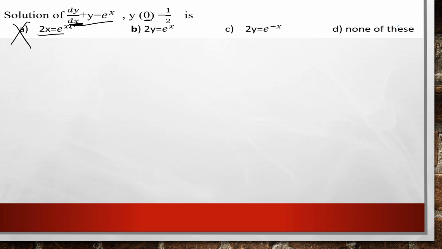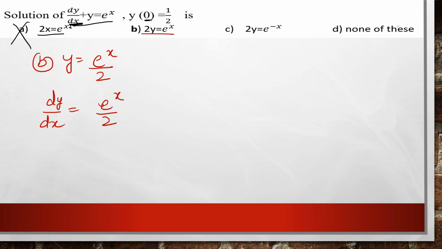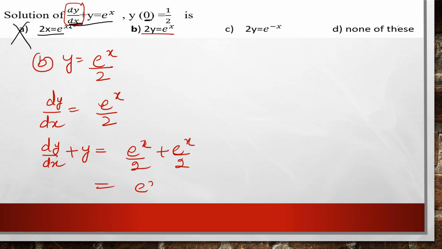Okay, so let's solve this. For option B, y is e power x over 2, right? So what is dy over dx? dy over dx is e power x by 2 as such. Now see, if you place this value here, what will you get? dy over dx plus y will be equal to e power x by 2 plus e power x by 2. This will give you e power x, which is your right hand side. So that means option B is satisfying your condition. Okay, so option B is correct.